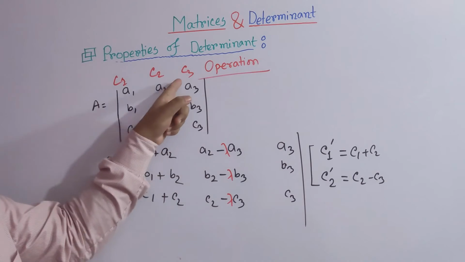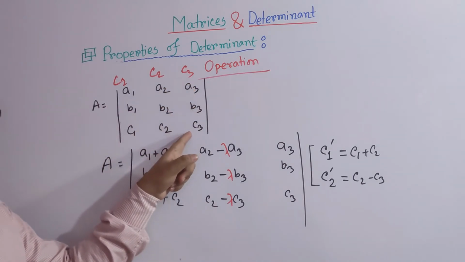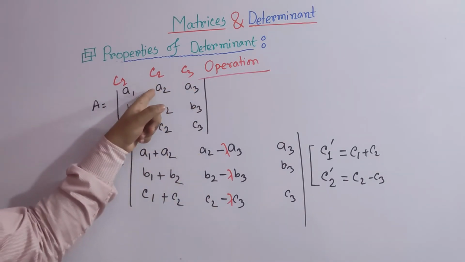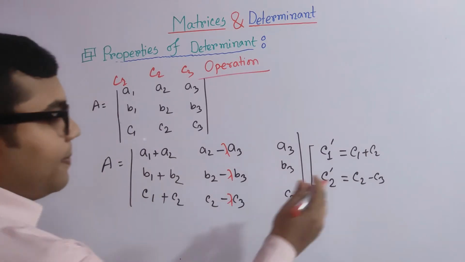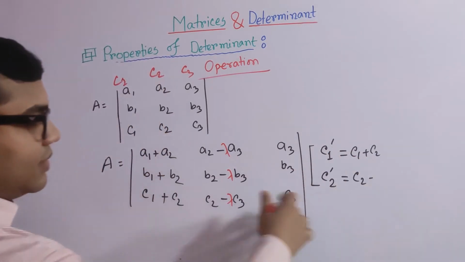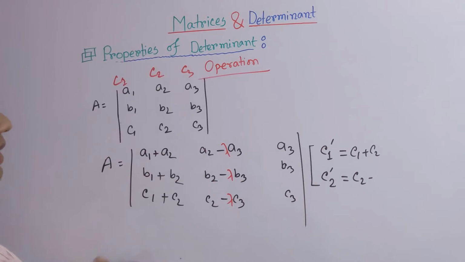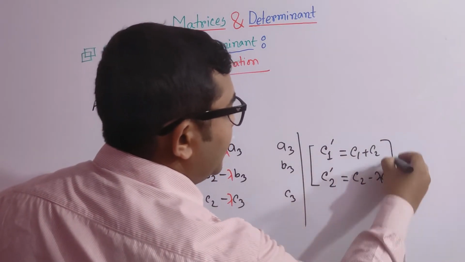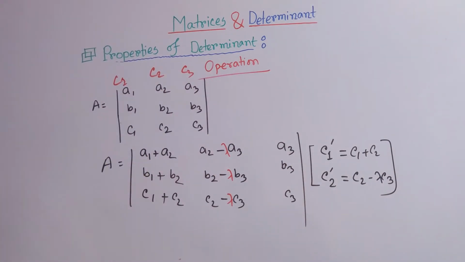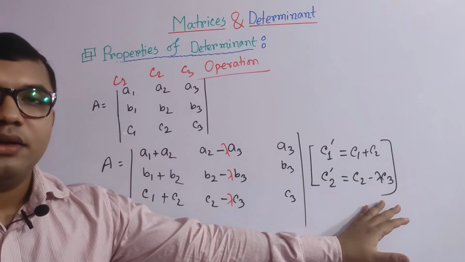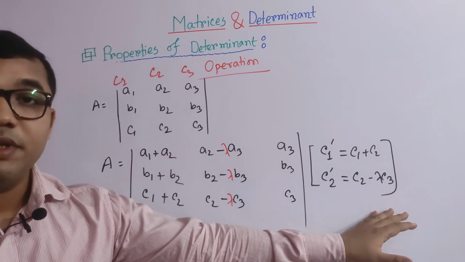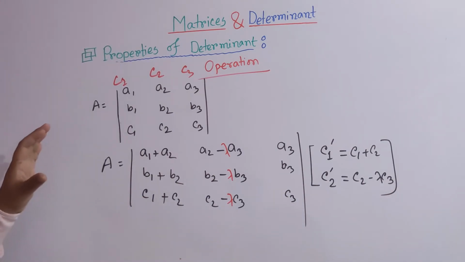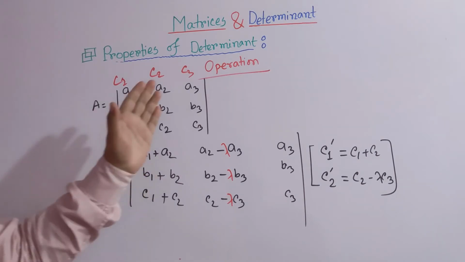First work is lambda will be multiplied with C3, then it will be subtracted from C2. So our C2 should be changed, and the comment should be lambda into C3 will be subtracted. I think you can understand how actually this part or side note has been given. So this was our column operation.